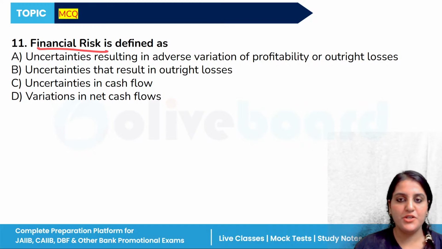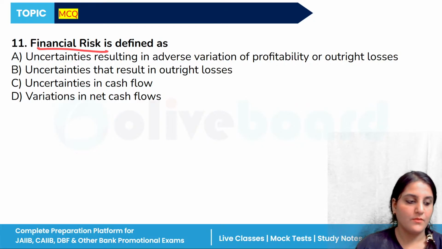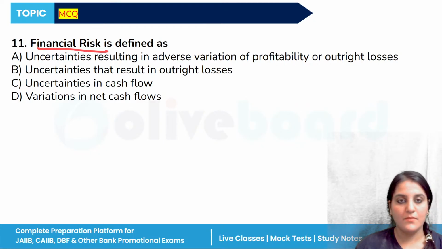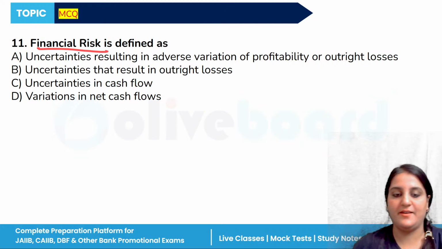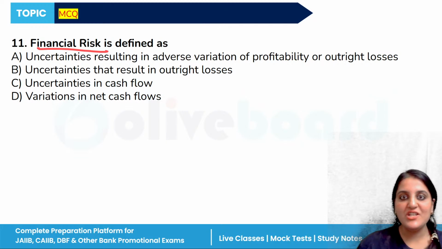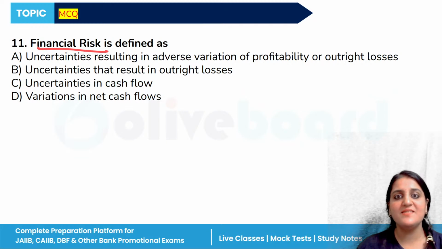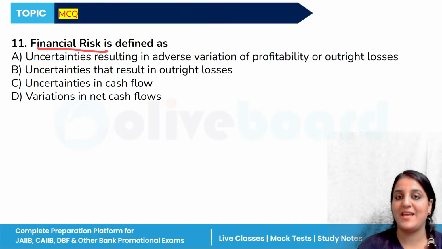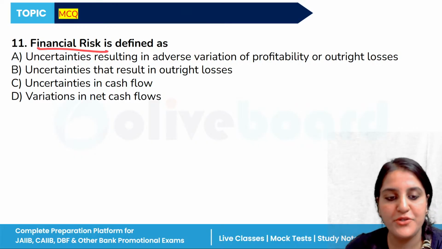Option D or option A? No, option D is correct here, because financial risk will happen when there are differences in the net cash flows. That's why option D is correct here.